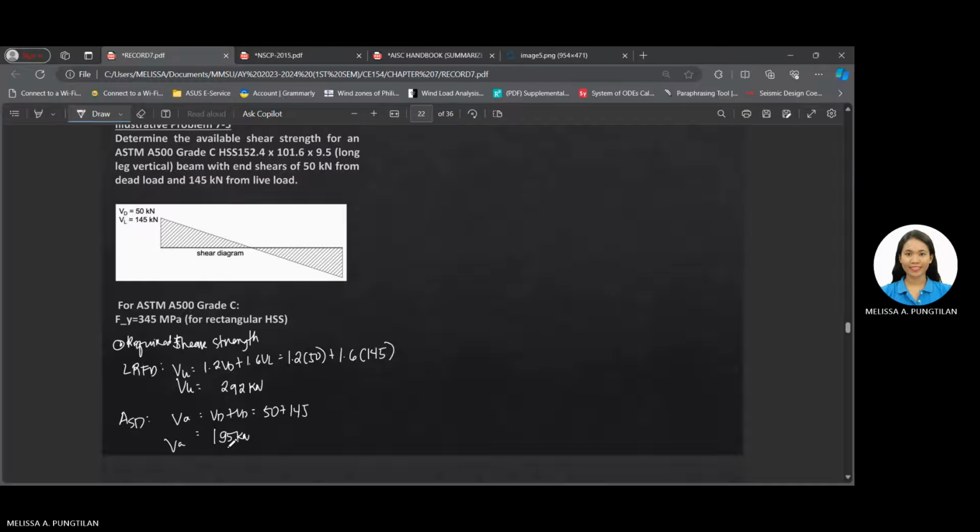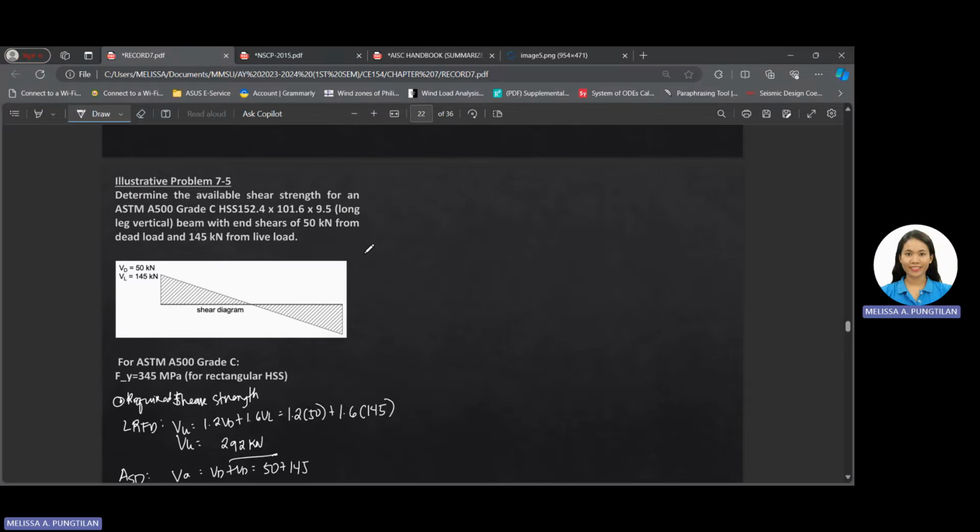Okay, so these are our loadings. So, let us now proceed to the geometric properties. Open your AISC, and then proceed to the section. Okay, geometric properties. I already listed them earlier.